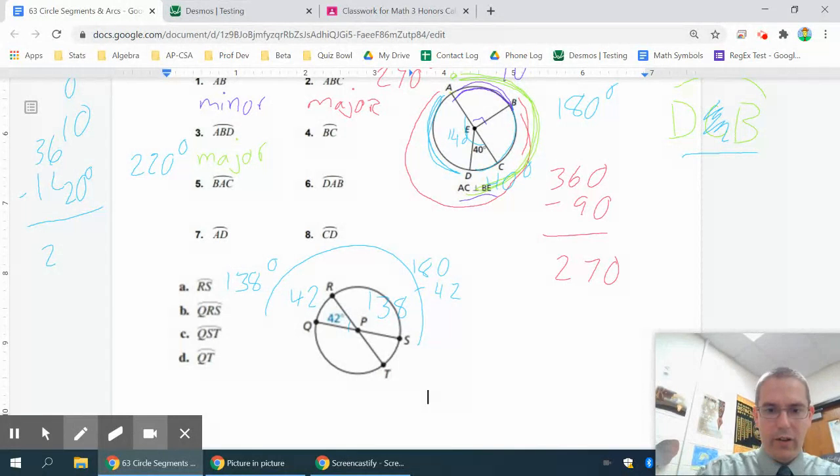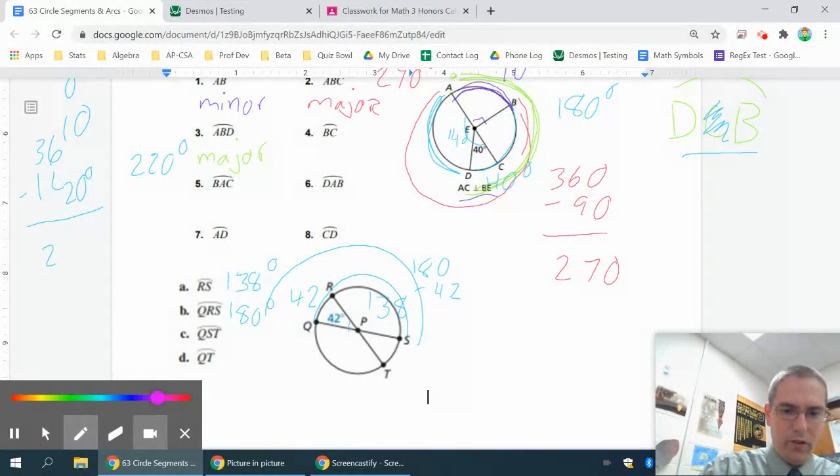Now, if it says to start at Q, then go to R, then go to S, that's exactly half a circle. That's a diameter there. So that's 180 degrees.